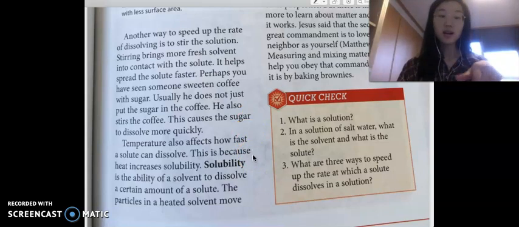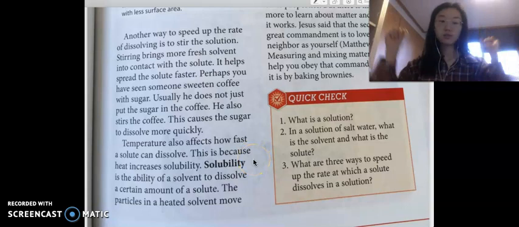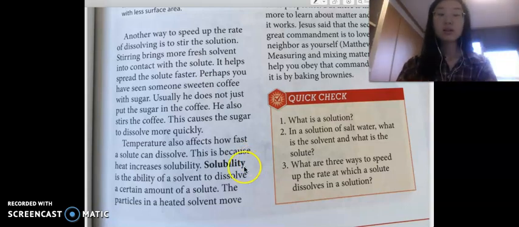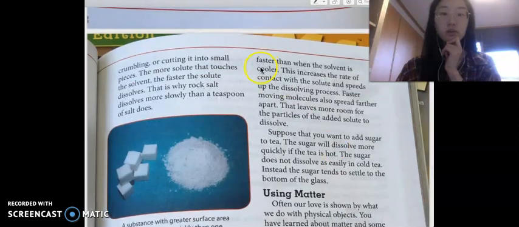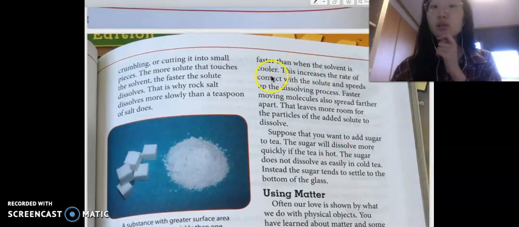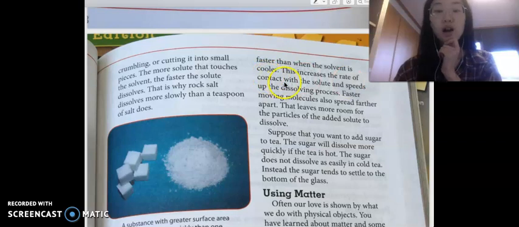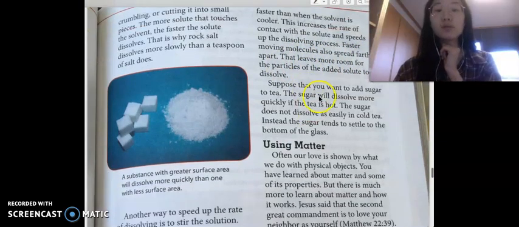Temperature also affects how fast the solute can dissolve. This is because heat increases solubility. Solubility is the ability of a solvent to dissolve a certain amount of solute. The particles in a heated solvent move faster than when the solvent is cooler. This increases the rate of contact with the solute and speeds up the dissolving process. Faster moving molecules also spread farther apart. That leaves more room for the particles of the added solute to dissolve.